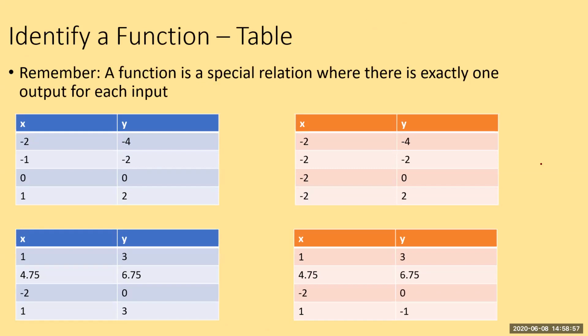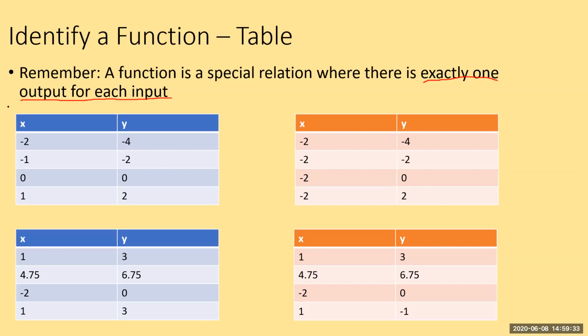Okay. So we're going to start off with looking at tables, so looking at numeric representations of relationships and determining whether or not they show us functions. The key thing here is that we remember the definition of a function: a function is a special relation where there's exactly one output for each input. That's the key thing to remember here.